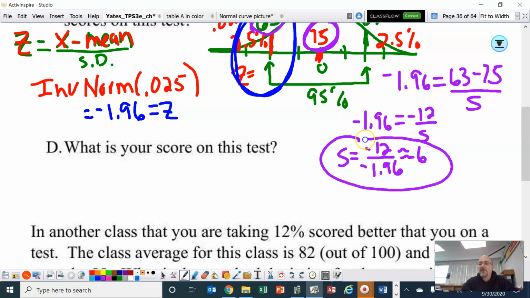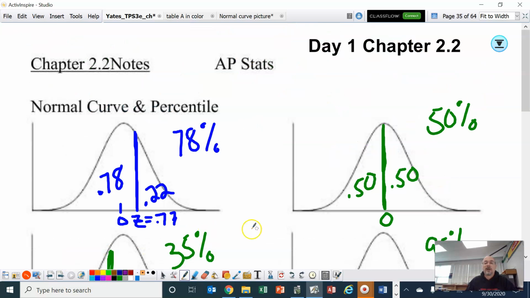The standard deviation is approximately 6. So what is your score on this test? Wow, okay. You are in the 78th percentile, right? So the inverse norm for 78%, let's go back to page 1. Okay, come on, there we go. The z-score for 78th percentile is 0.77.